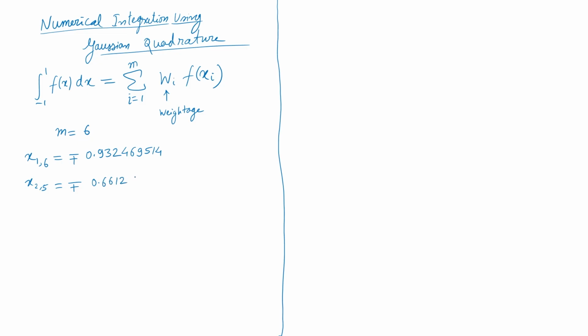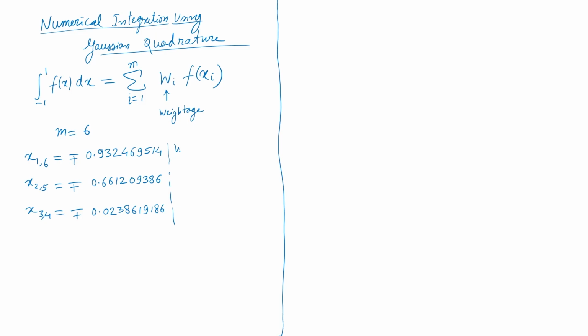Likewise, I have x2 and x5 also minus plus, this is 0.6612093864. And then finally x3 and x4, that also will be minus plus. The first number is minus, second number is plus, note that, hence minus plus. Here it is 0.2386191860. So these are the 6 points.